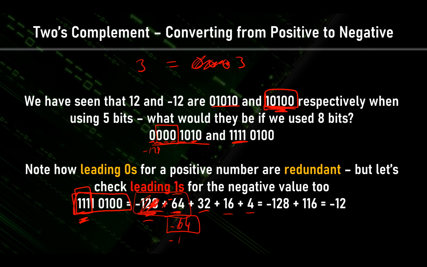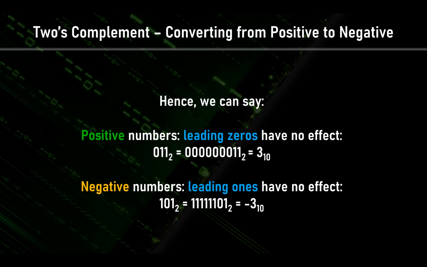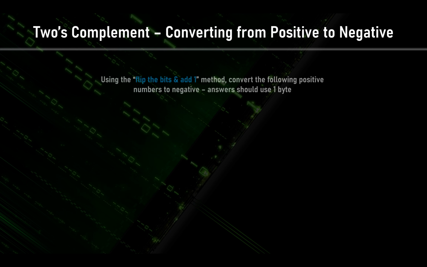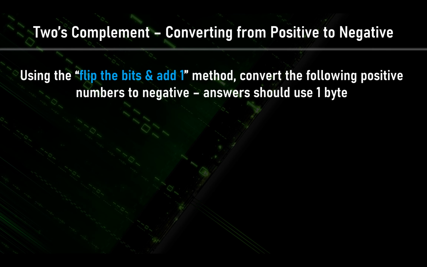Right, okay, so that's just going to recap. Let's skip that, it just says the same thing. Right, so let's get some practice then. Using the flip the bits and add 1 method, convert the positive numbers to negative, and answers should use 1 byte. So we want to convert 17 to minus 17, 48 to minus 48, and 90 to minus 90.